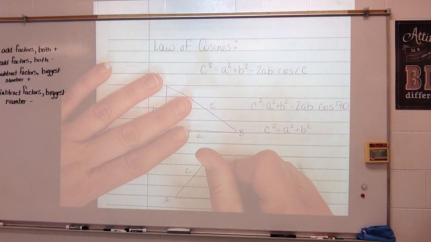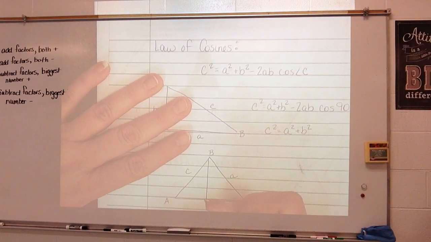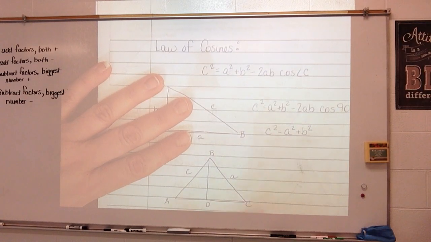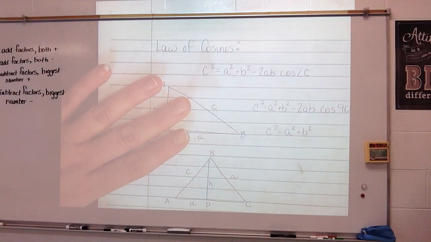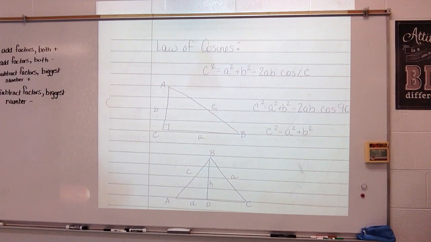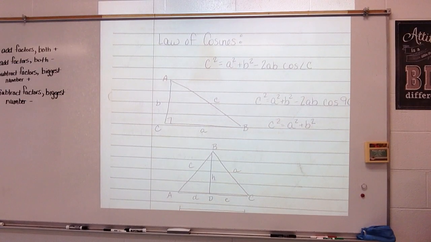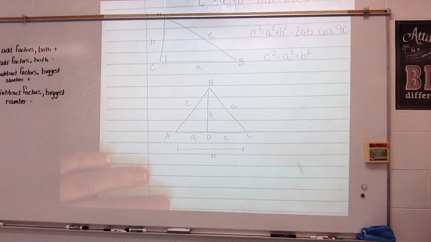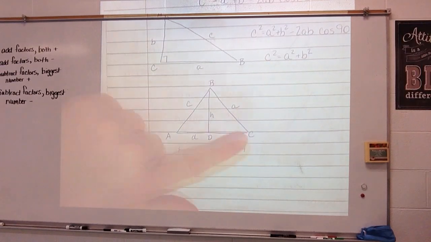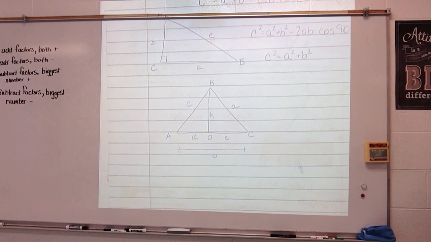Remember, we dropped an altitude, and we labeled that H. We'll give this a little D and E, because we've divided this into two parts. So we're going back to this triangle from example 1, but this time, the point where the altitude meets AC, we're going to divide it into D and E, because we have now split our B.